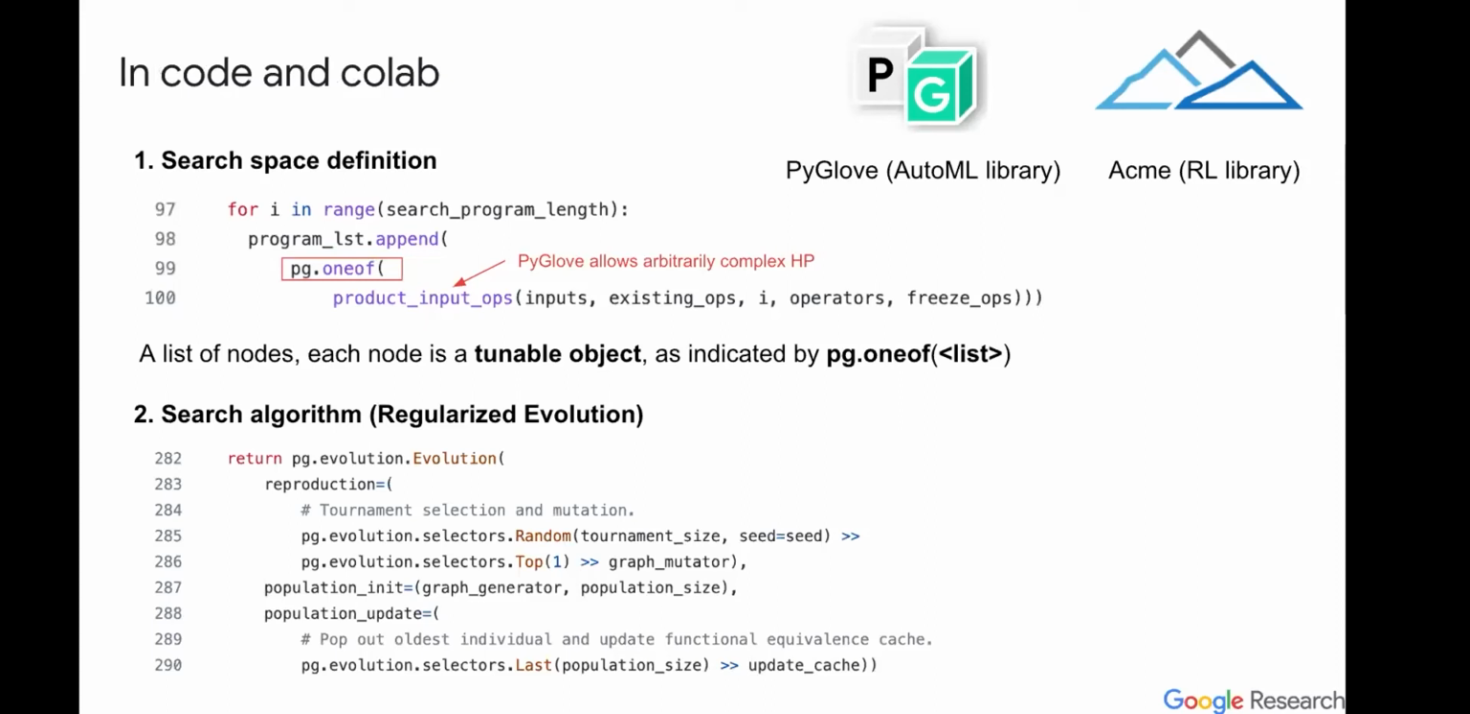Second, you want to define your search algorithm. Here we are showing an example of regularized evolution. You can build this regularized evolution algorithm in a few lines with PyGlove primitives. In fact, PyGlove itself comes with many built-in algorithms, some RL-based, like REINFORCE or PPO. And I believe PyGlove comes with regularized evolution built in. Yeah, this is more like an example.